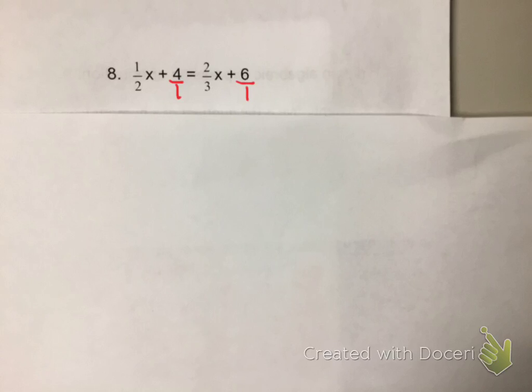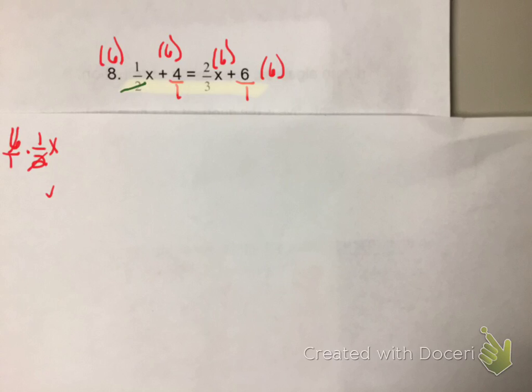What is your least common denominator from all the denominators? It would be 6. So I'm going to multiply each term by 6. Now what you're doing, in effect, let me go to the side, is multiplying 6 over 1 times 1/2 x. You're going to cross reduce. That is what you're doing in each term, and you get 3x.